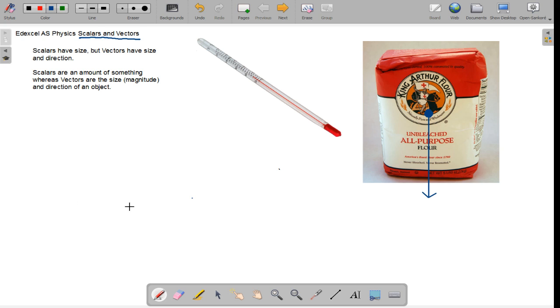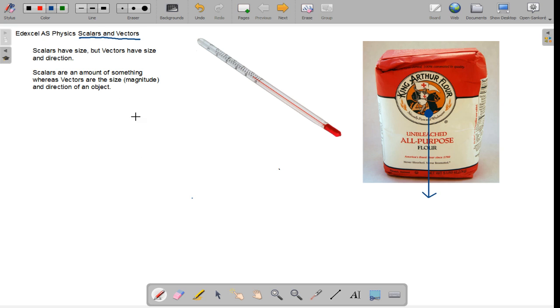Scalars have no direction, they're just an amount of something, like the mass of this flower here. Or it can be the temperature of water, say, in a cup. And it could also be time, length, speed, or energy.